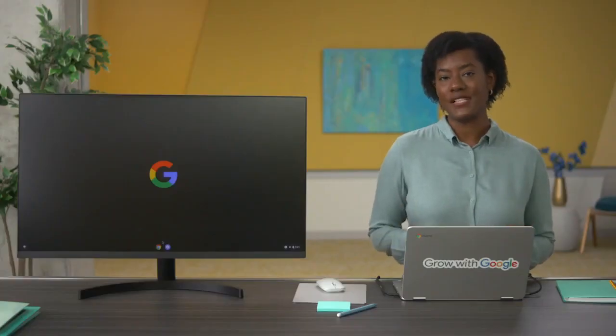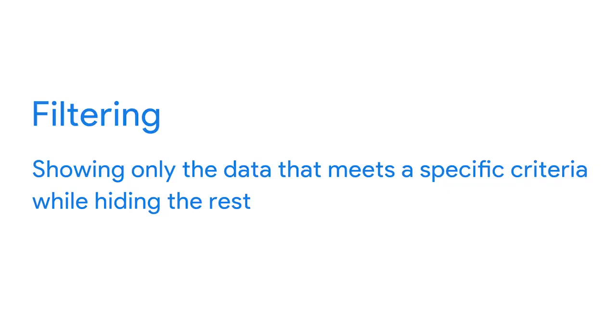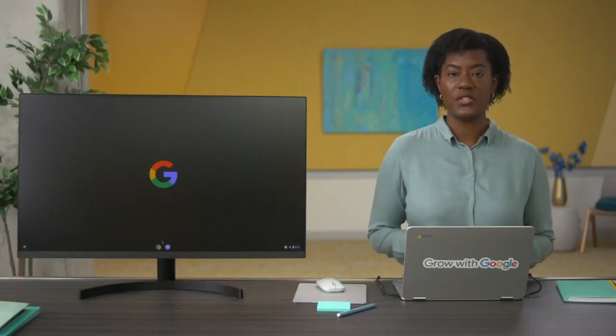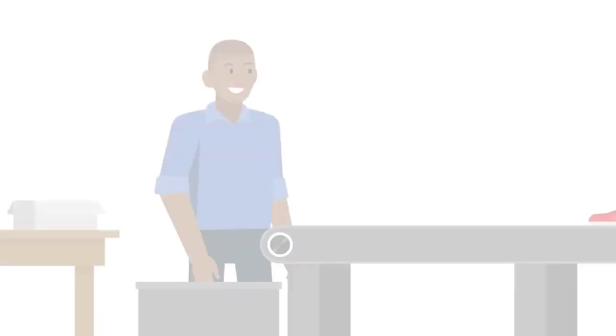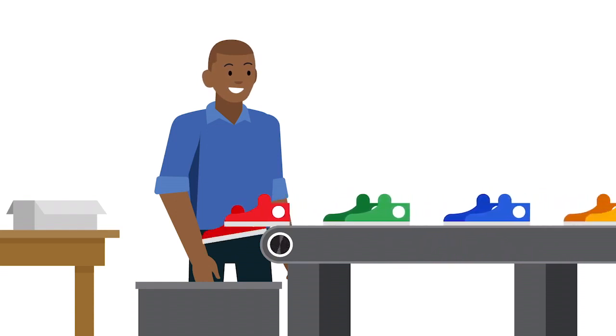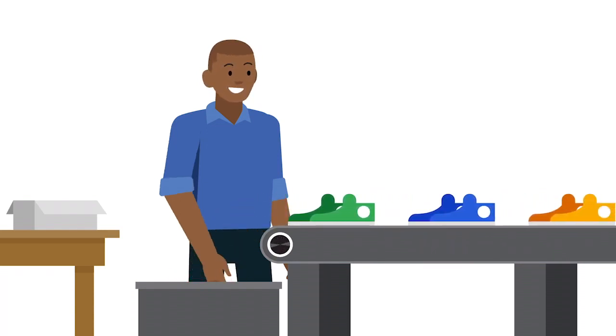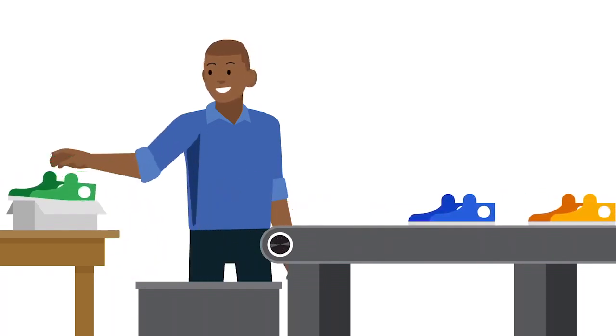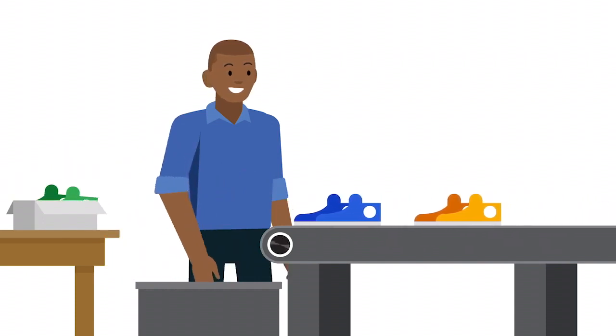Another way to organize information is with a filter. Filtering is showing only the data that meets a specific criteria while hiding the rest. Typically, you can use filters when you want to narrow down the amount of data you want to sift through. Say you're searching for green sneakers online. To save time, you filter for green shoes only. Using a filter slims down larger data sets to smaller subsets that are relevant to what you need.